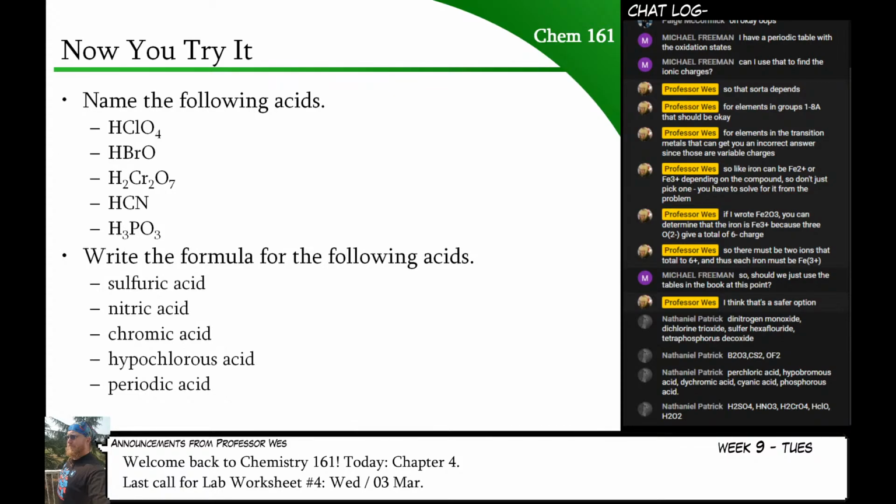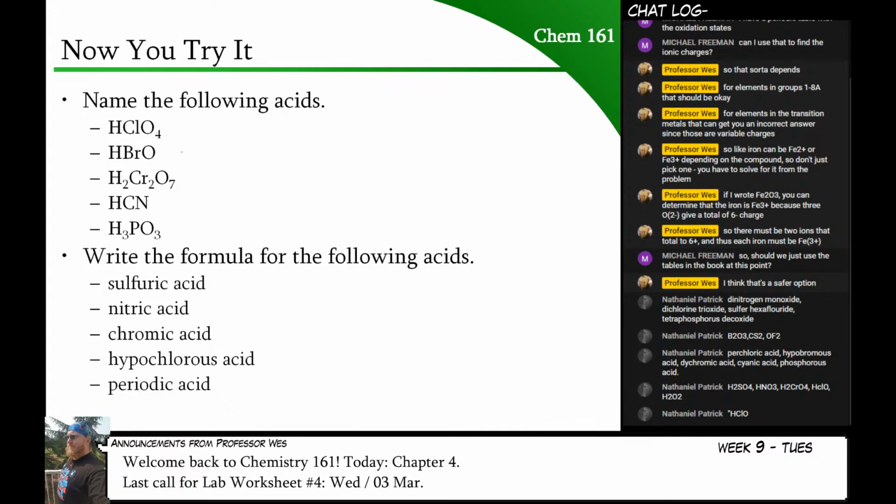All right, we're almost out of time, so I got to go over the answers here. I can see answers popping up in the chat, though, so that's good. So this is perchlorate. So it becomes perchloric acid. BrO minus is hypobromite, so that becomes hypobromous acid. This is dichromate, which becomes dichromic acid.